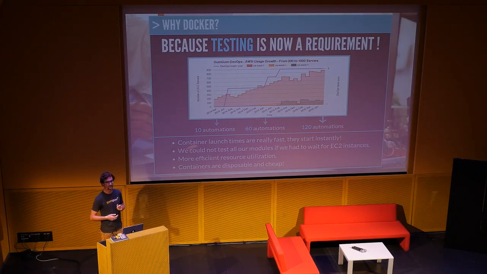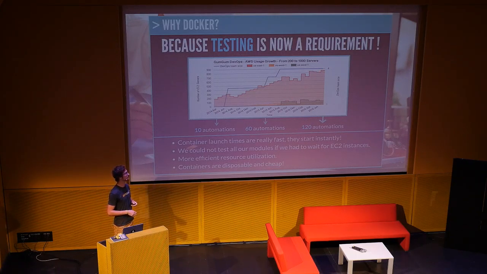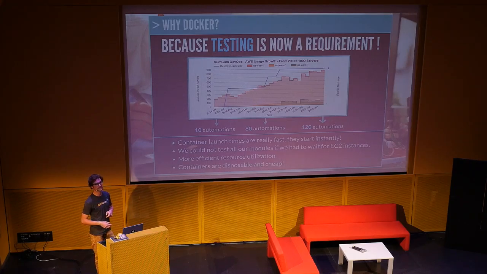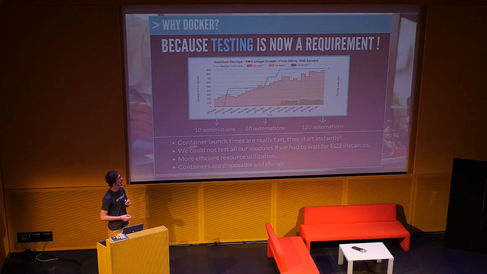Why we decided to introduce Docker in our process, so in our test process. Because, like I said before, we reach about 120 automations today. And I wanted to share this diagram with you, where the blue line shows the number of DevOps people working in the team. We are actually right now three people, even though it says four. Someone just left us. So we are right now three people.